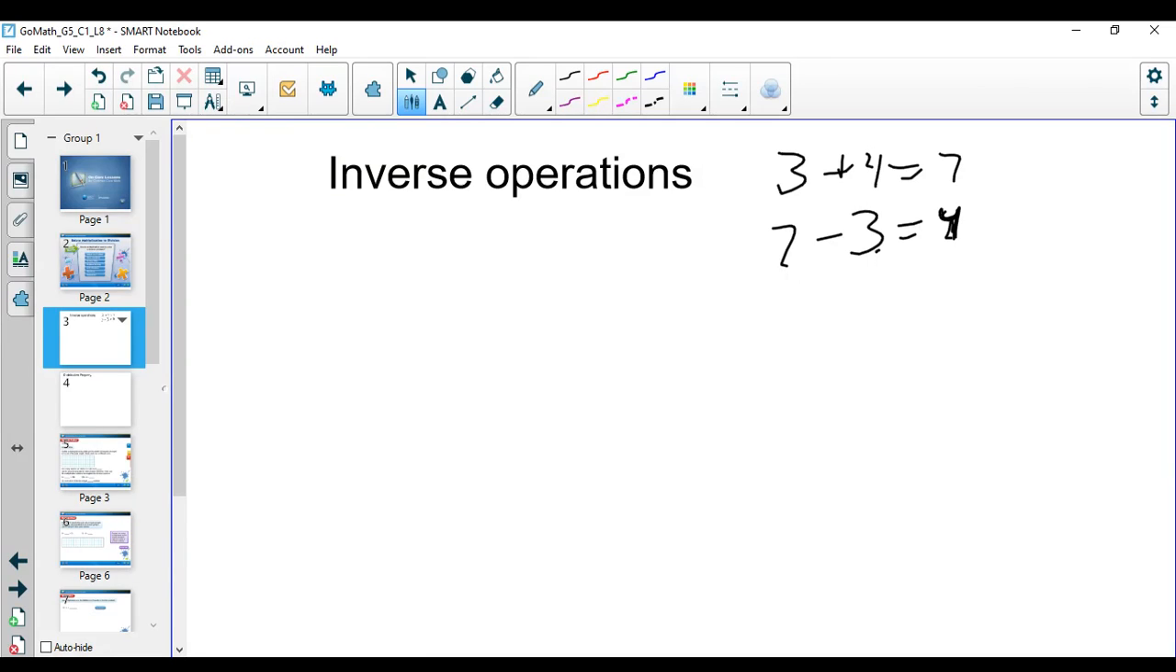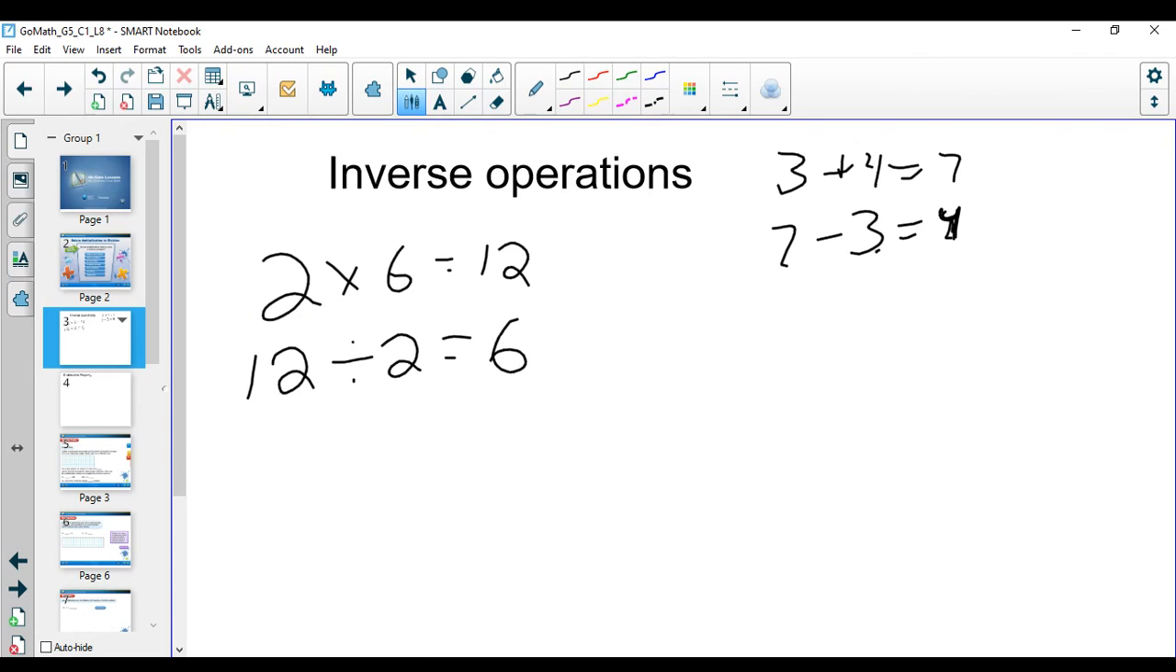We should be able to recognize that multiplication and division are the same thing. So if we have two groups of 6, then we get a total of 12. 2 times 6 equals 12. Well, let's say that I have 12 people and I want to put them into two groups. Well, how many people are going to end up in each group? And the answer is going to be 6.